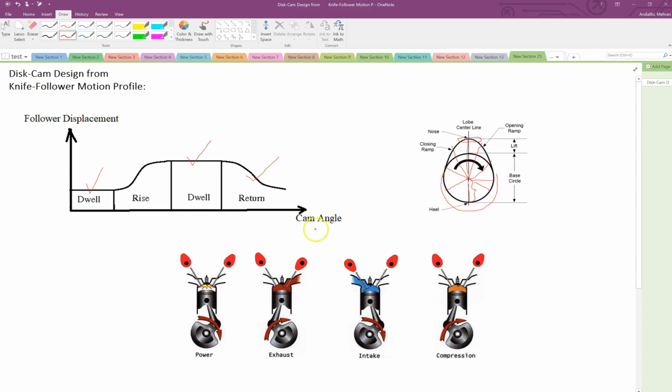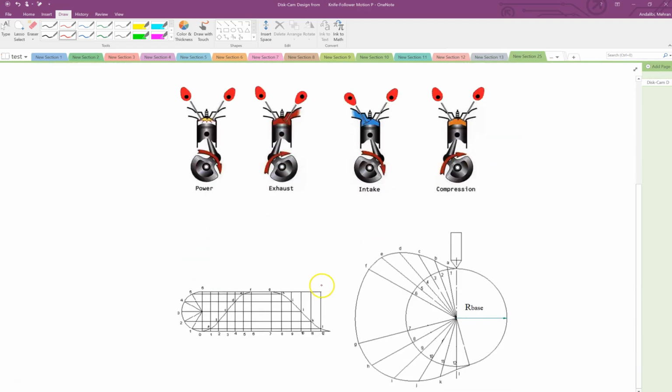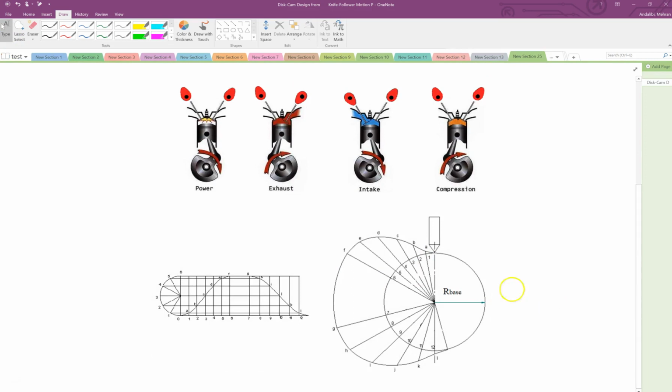So this is basically how a cam and camshaft operates, like in your engine. Now, the way to go about it for a knife follower is, what you do is you break down this profile, this motion profile, which you can see here by this red curve.